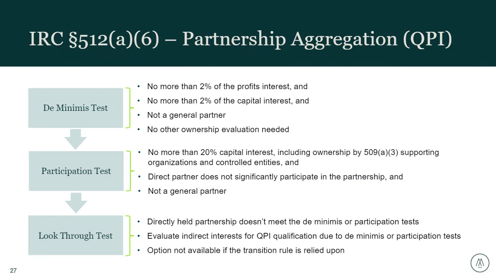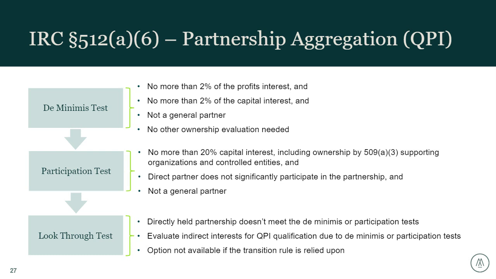So let's talk about what can cause a partnership to be aggregated because it's a qualified partnership interest, a QPI. So the de minimis test: no more than 2% of the profits interest and no more than 2% of the capital's interest, and not a general partner, and no other ownership evaluation is needed. So a lot of the alternatives will fall into this because alternatives are an investment vehicle for you. They're not a situation where you're actually investing into an operating business.